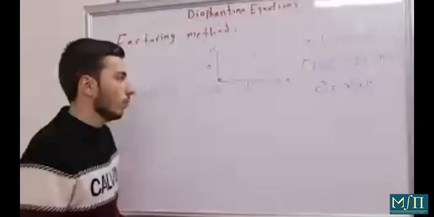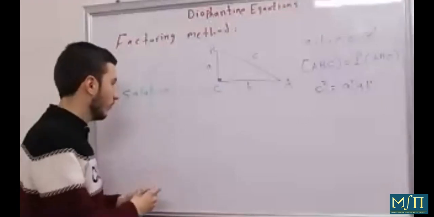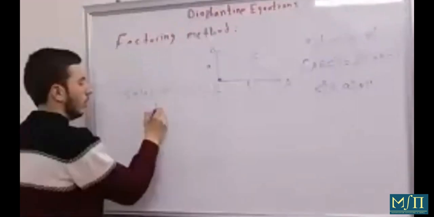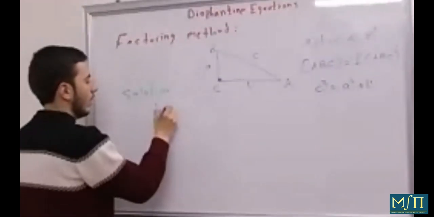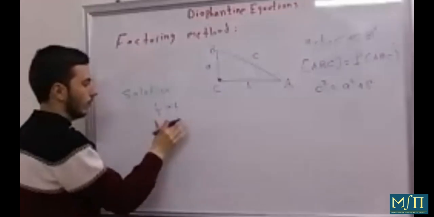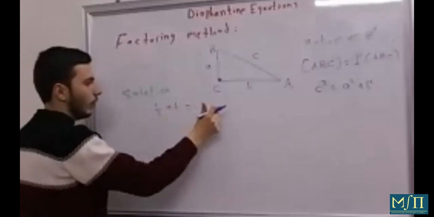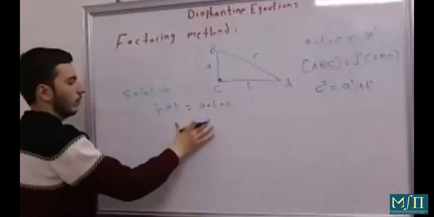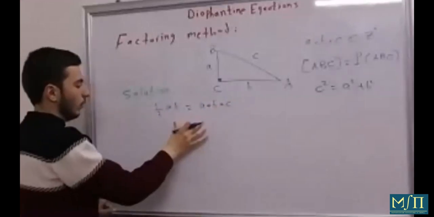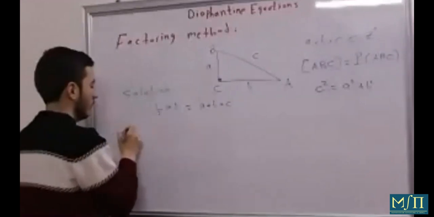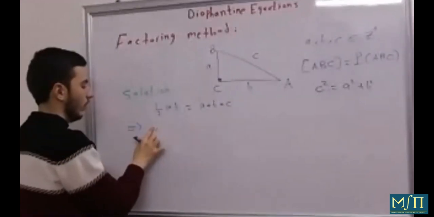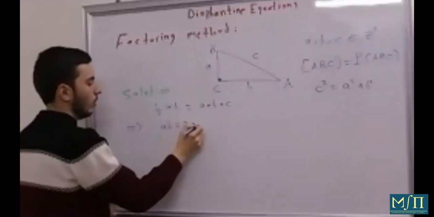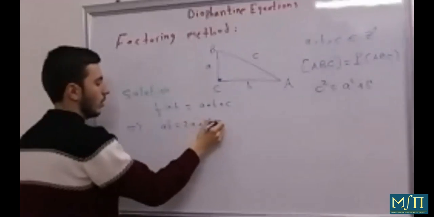So what does that mean? The area of ABC is simply A times B over 2, right? That's the area. And the perimeter is A plus B plus C. Okay, so let's multiply by 2. So we have A times B equals 2 times A plus 2 times B plus 2 times C.